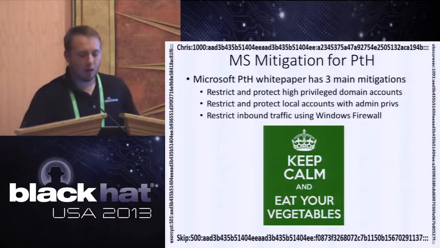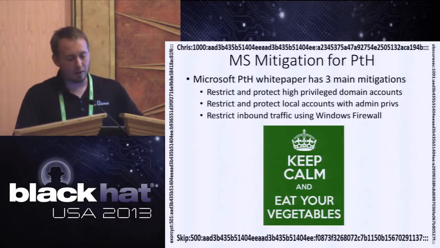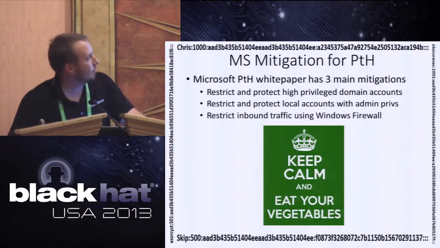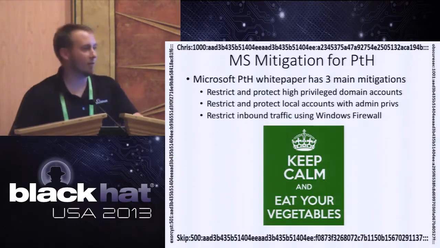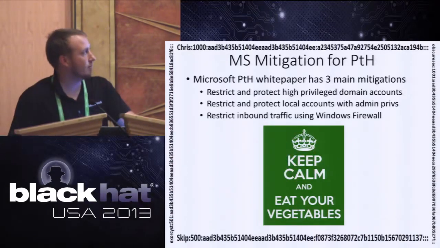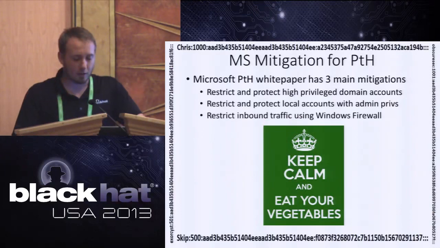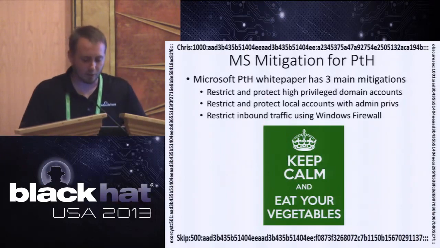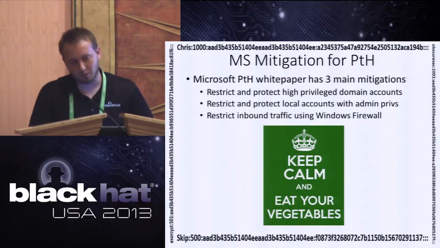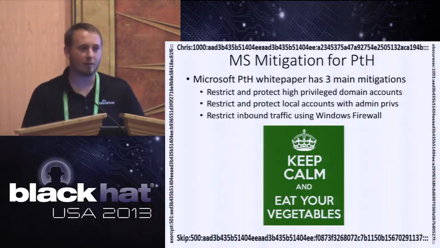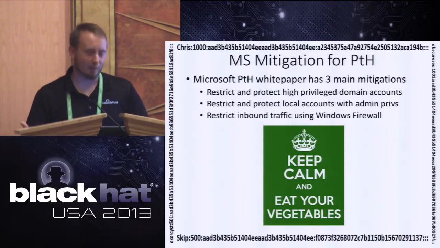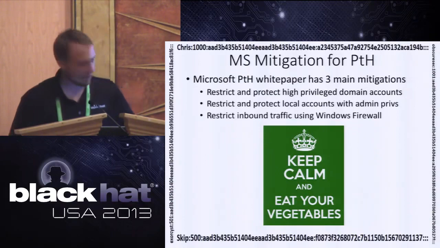They had a plan to do it in the future, where they would set the same password for all accounts at regular intervals. Okay, so in the talk yesterday and in Microsoft's white paper, they gave three main mitigations. I'm sorry to pick on you guys, and they're really good mitigations. Restrict and protect high privileged domain accounts, restrict and protect local accounts with admin privileges, and restrict inbound traffic using Windows Firewall. The third one, I'd love for you, if you're a Windows admin, to take the white paper and go to your network admin and tell them that you're going to deploy 10,000 non-centrally managed firewalls on the network and record it and put it on YouTube, because I'm sure that's going to be fun.